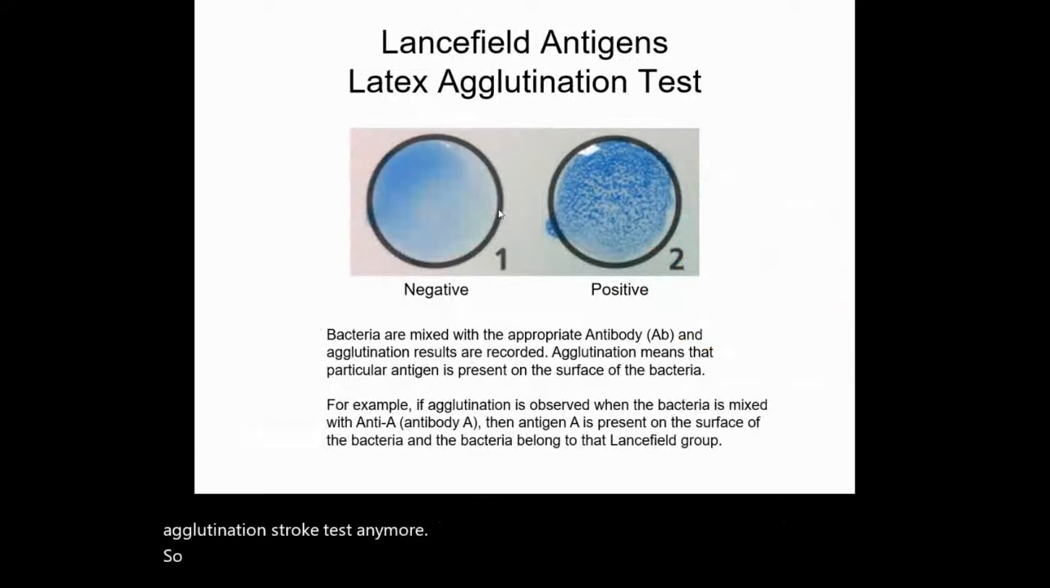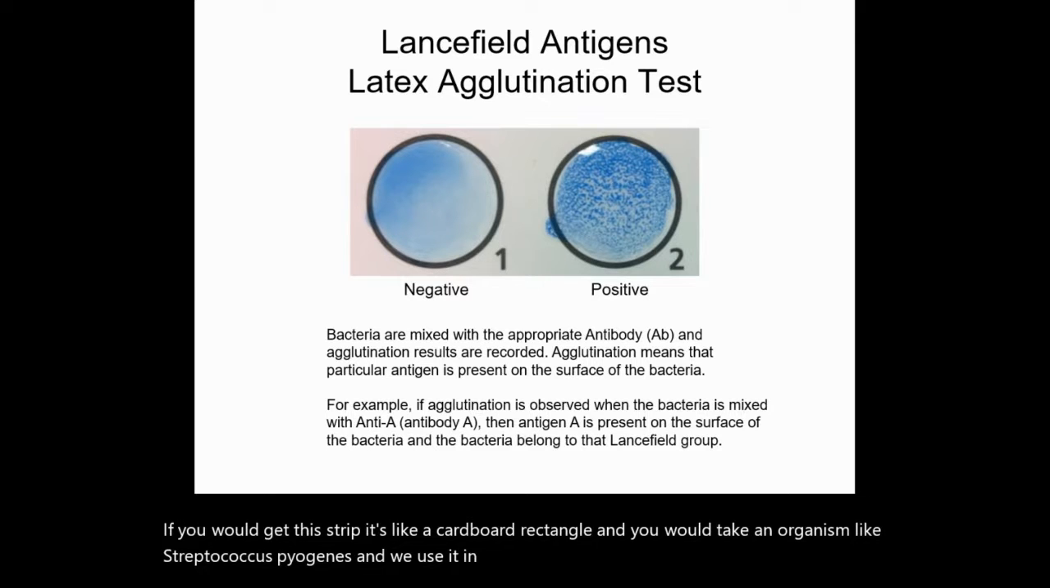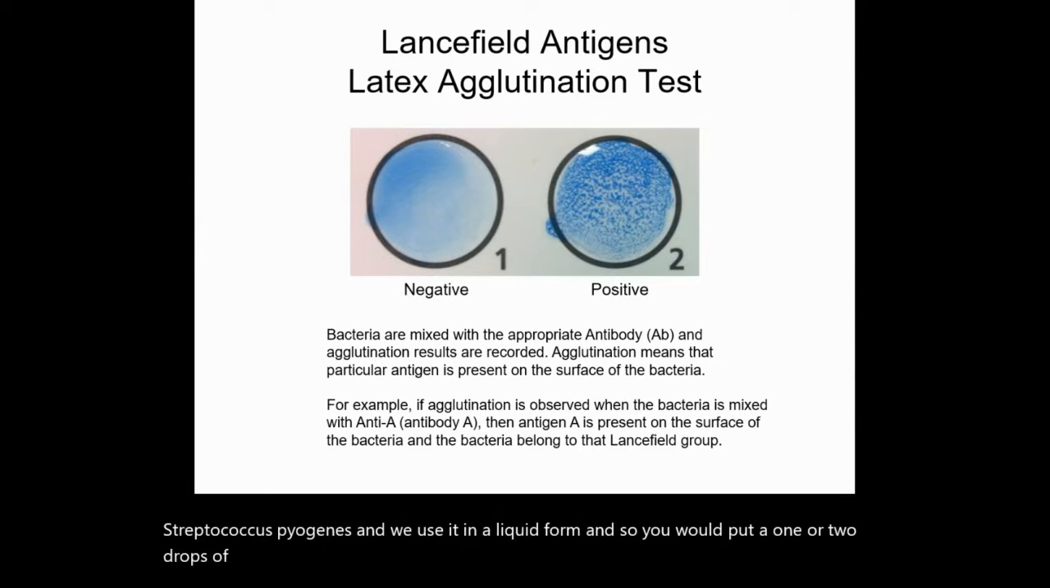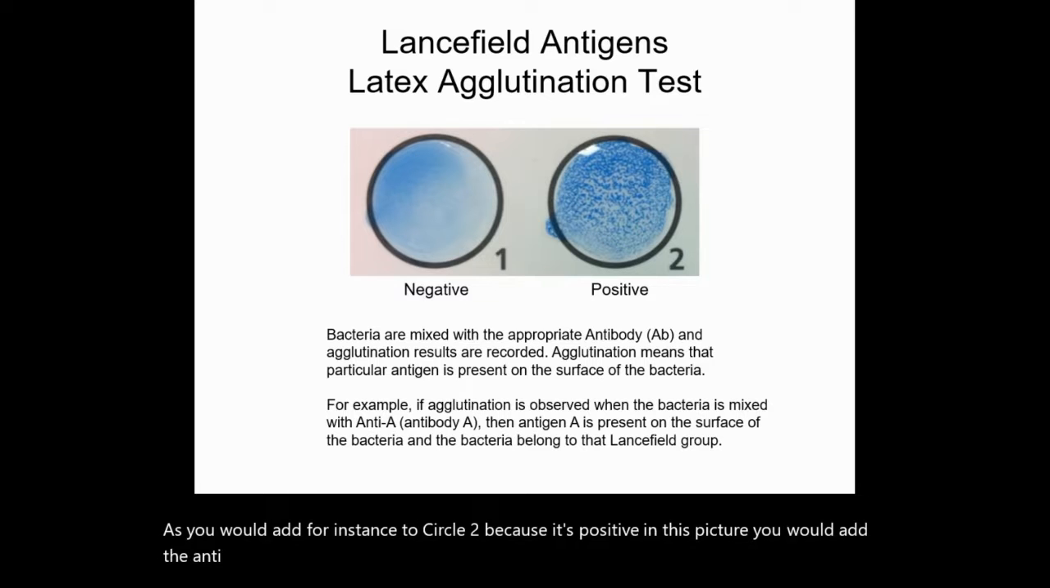So in lab, what we would be doing is you would get this strip. It's like a cardboard rectangle, and you would take an organism like Streptococcus pyogenes, and we use it in a liquid form. And so you would put 1 or 2 drops of the Streptococcus pyogenes culture in circle 1. You'd put a couple more drops in circle 2. And then you would add, for instance, to circle 2, because it's positive in this picture, the anti-A serum. And the anti-A serum has antibody A.